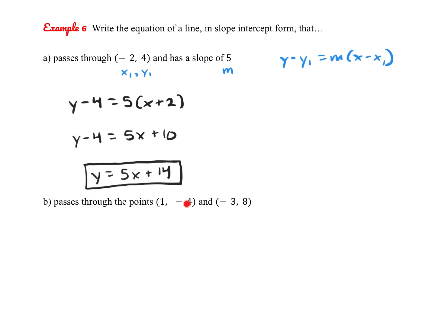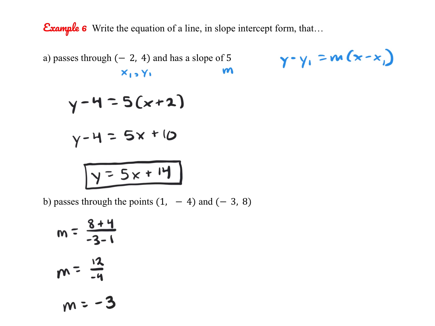Let's look at this next one. Here, we are just given 2 points. Well, I know that if we have 2 points, we can find the slope, which we'll always need to make a linear equation. So let's find the slope first. So let's do y2 minus y1. So minus negative 4 is plus 4. And then x2 minus x1. So our slope is going to be 12 over negative 4. So here our slope is negative 3.